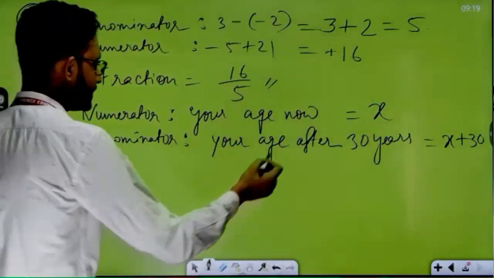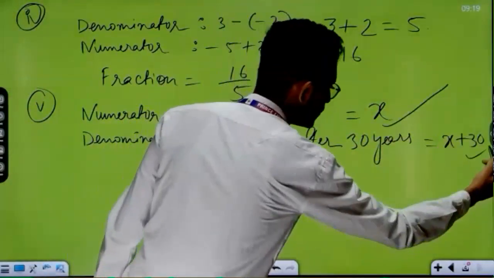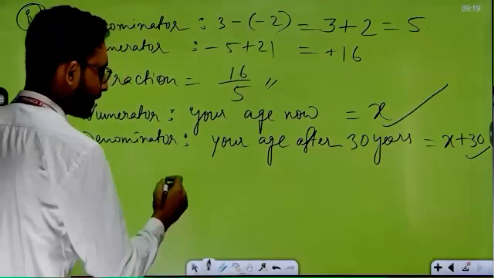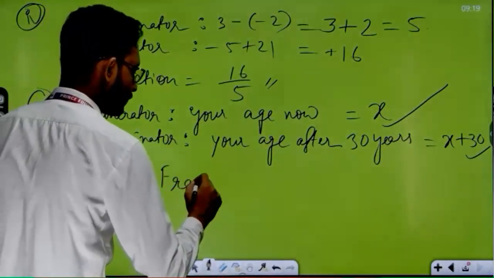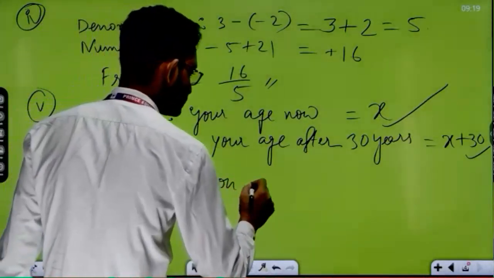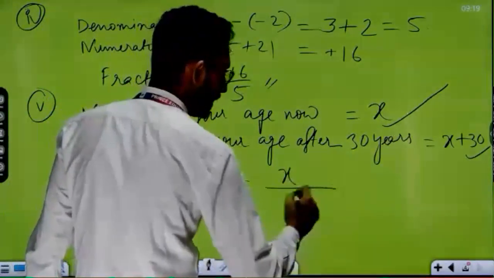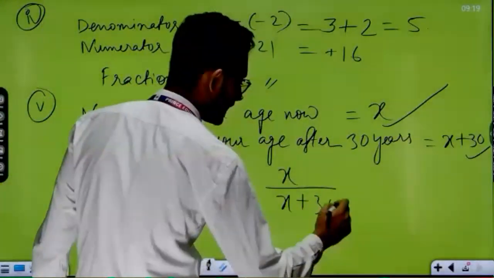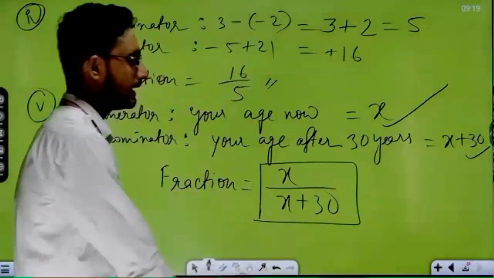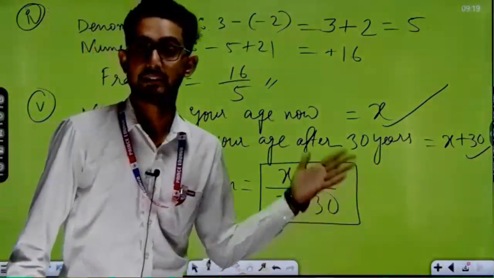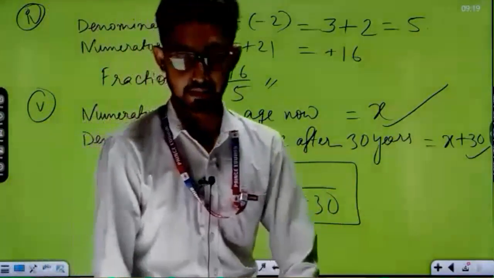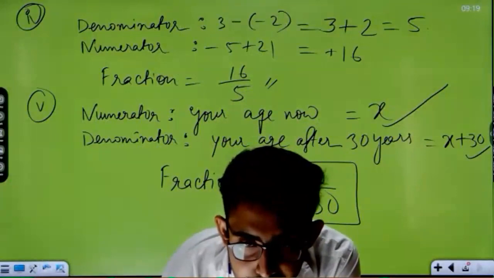Now this is your numerator and this is your denominator. So we'll write the fraction this way. Fraction is equal to x upon x plus 30. That is the correct answer. Okay, x upon x plus 30. That is your 100% complete answer. Understood, all of you? Very simple.